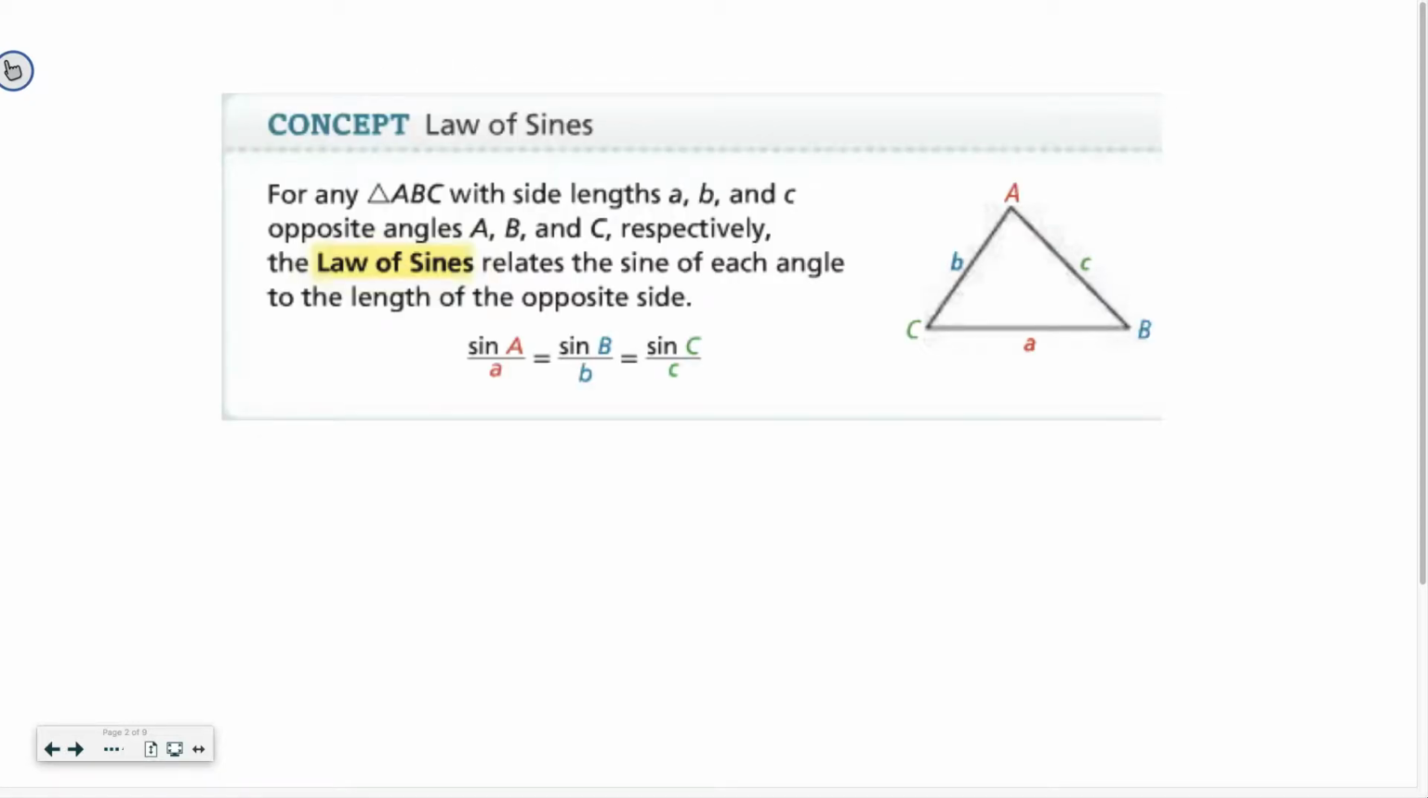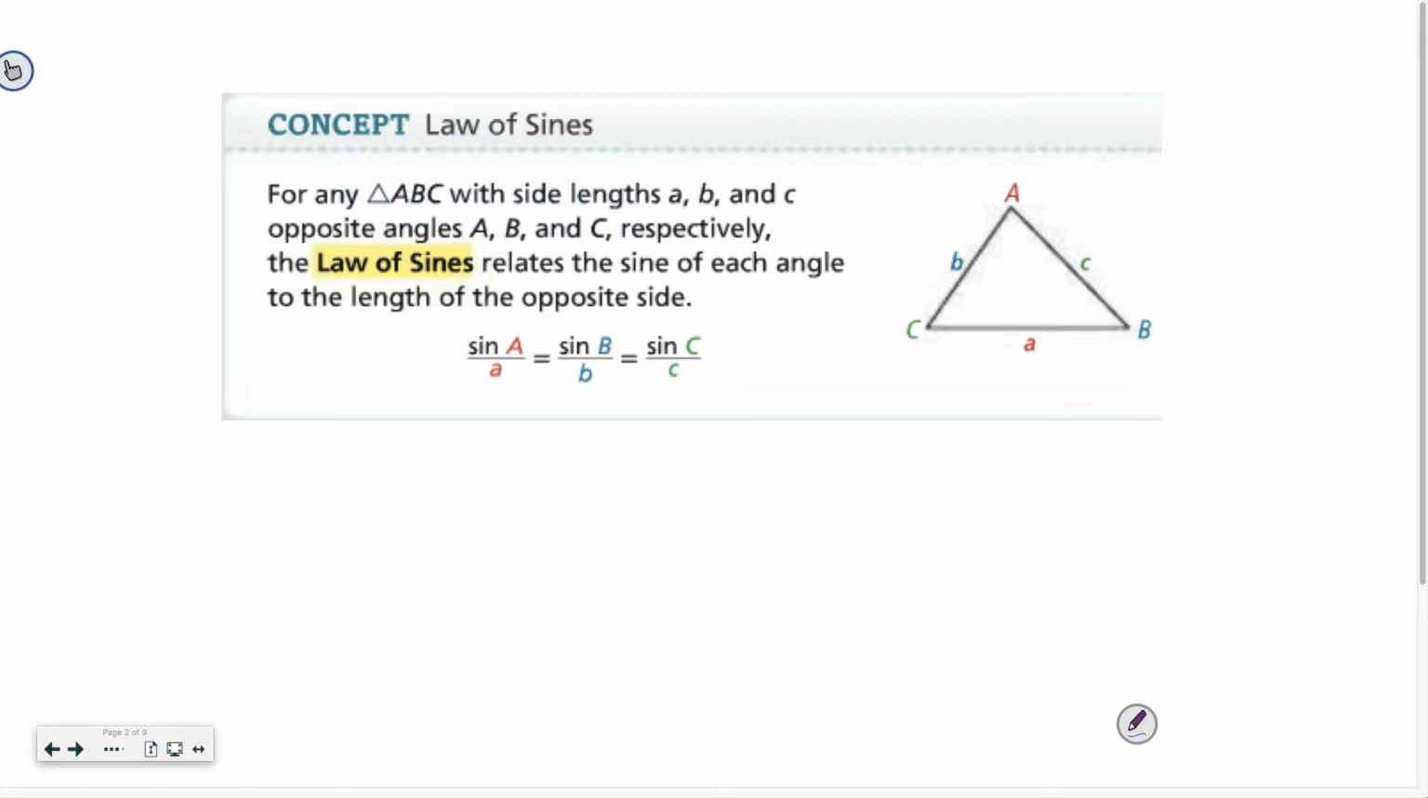So, first of all, what is the law of sines? The law of sines is when you have two angles and a side, or two sides and an angle, and you want to solve for one of those missing measures. A really important thing for the law of sines is knowing what angles and sides are opposite of each other.